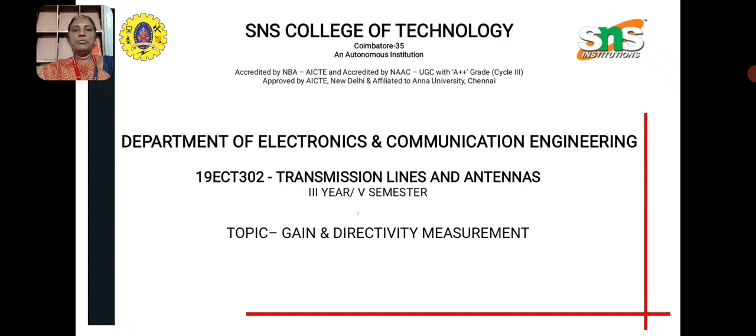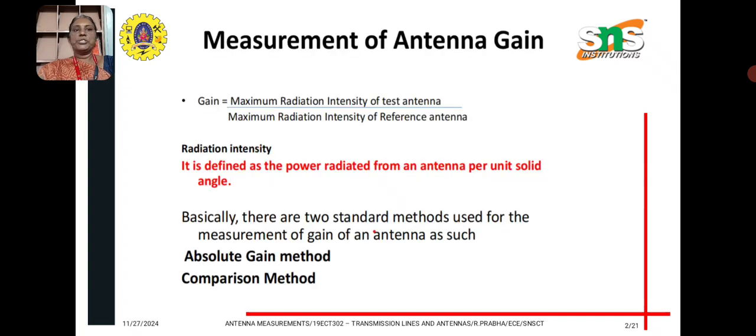In this video, we will discuss the topic on gain and directivity measurement for the course Transmission Lines and Antennas. So, measurement of antenna gain. Gain is the ratio of maximum radiation intensity of test antenna to maximum radiation intensity of reference antenna. Here the radiation intensity is defined as the power radiated from an antenna per unit solid angle.